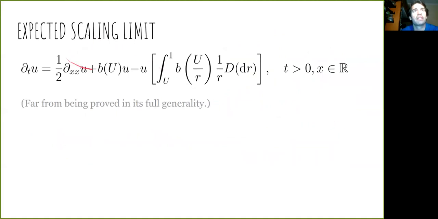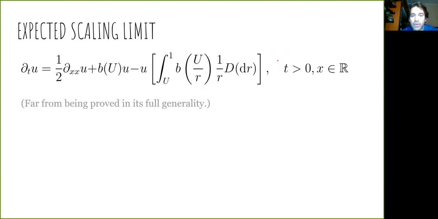We have this expected scaling limit for our model, that can be deduced by the use of heuristic arguments. Here, the lowercase u represents the scaling limit of the empirical distribution of the process, and uppercase U represents its cumulative distribution function, and they are everywhere evaluated at t and x.